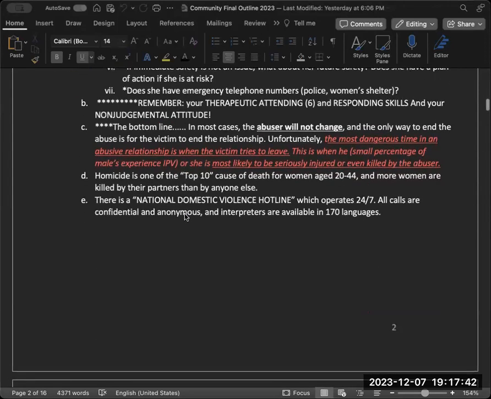Another important point that Dr. D mentioned in that outline is that the bottom line is that in most cases, the abuser will not change, and the only way to end the abuse is for the victim to end the relationship. Does anybody remember what Dr. D said is the most dangerous time in an abusive relationship? What causes the highest amount of abuse? What situation? Isn't it when they say that they want to leave? When they actually voice the fact that they want to leave? When the victim tries to leave, that's when it is the most dangerous time.